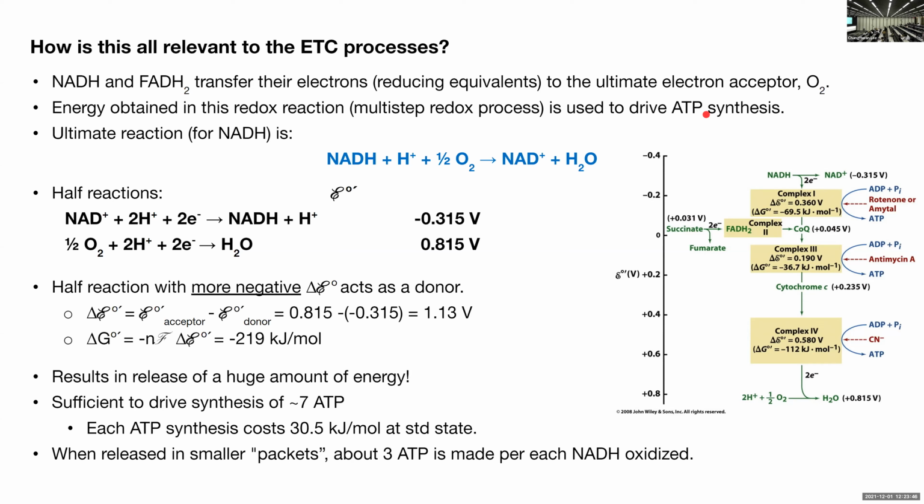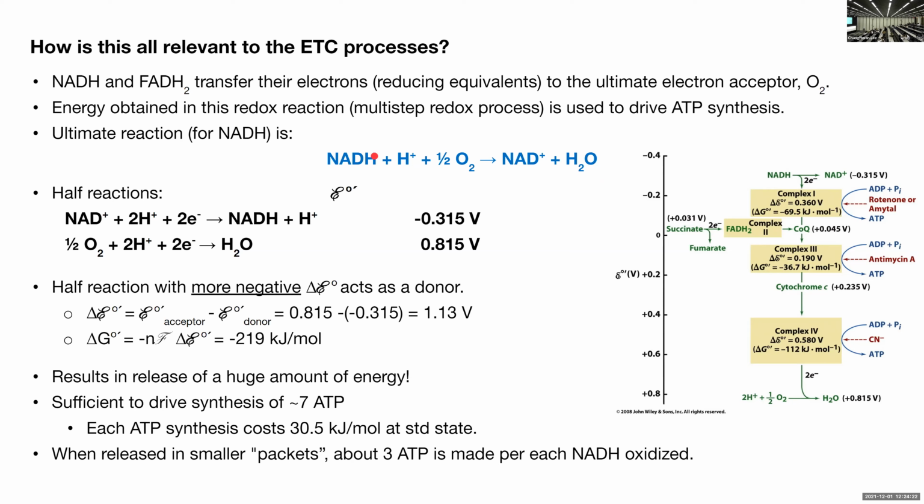But indirectly. It's not going to generate ATP by itself or directly. It's just setting up the proton gradient, and that proton gradient will be used for generating ATP. And again, we're going to look at that process too. But the ultimate reaction of this oxidation of NADH would be right here. So NADH reacts with half a molecule of molecular oxygen to generate one water molecule.